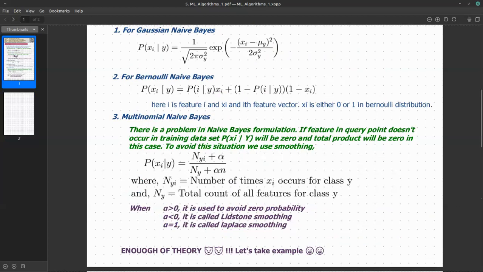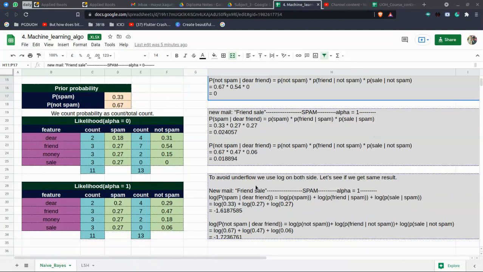If you take alpha less than 0, a negative value of alpha, it's called Lidstone smoothing. And if you take alpha greater than 0, there is no particular name, right? It is used to avoid 0 probability, nothing else. So you can take 1, 2, 3, 4, 5. If you take 1, you call it Laplace smoothing, nothing fancy.